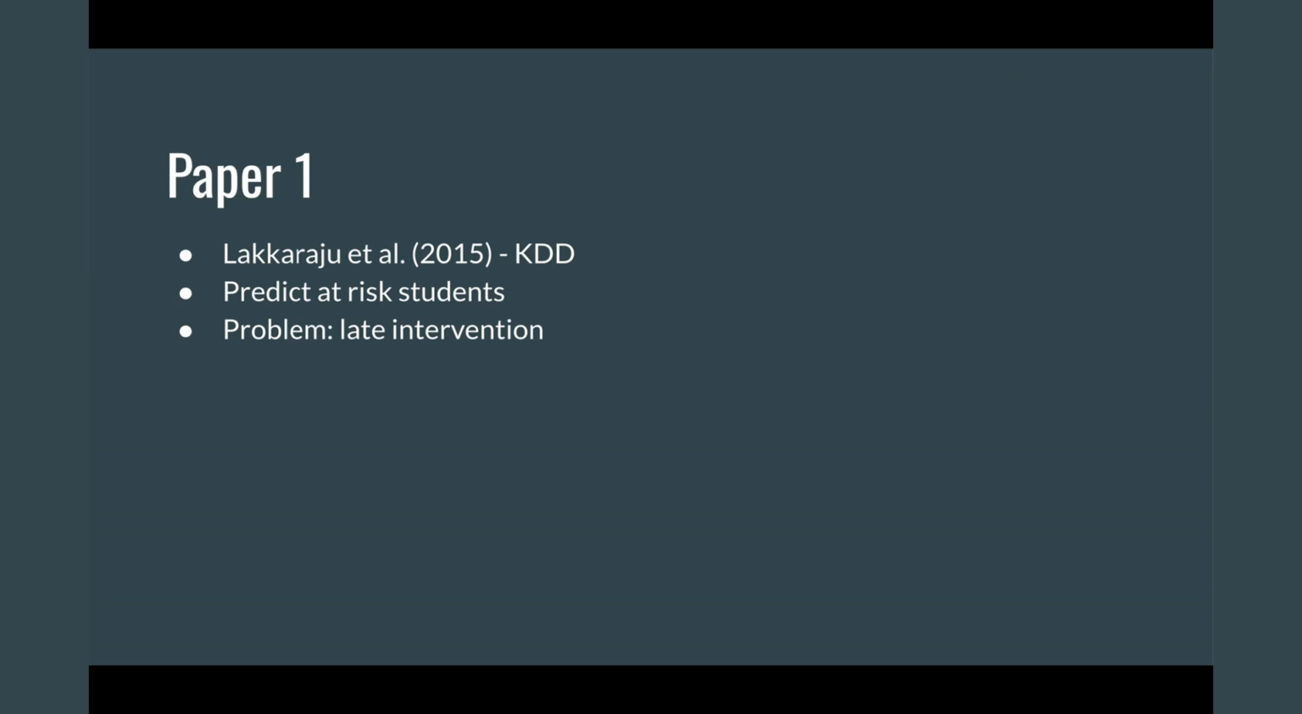So the main issue is that schools are reacting too late instead of identifying risk early enough to actually prevent problems. The goal of this paper is to move from a reactive approach to a proactive one by using machine learning to predict which students are likely to struggle in the future. Now I will explain how they actually do this.